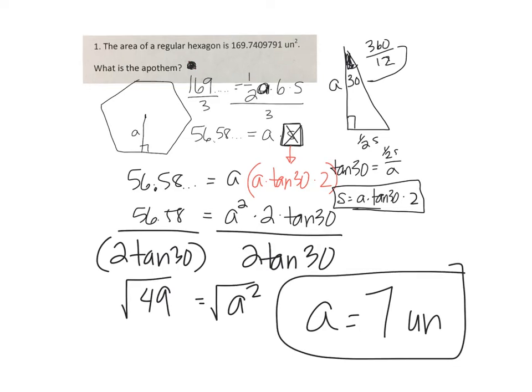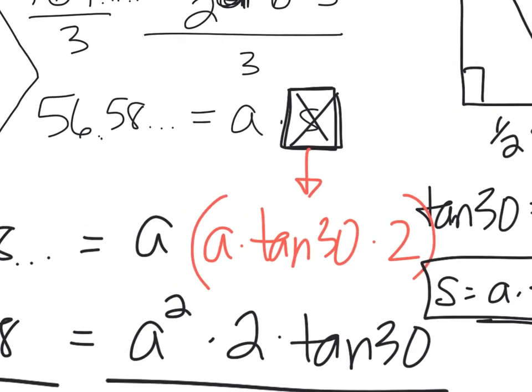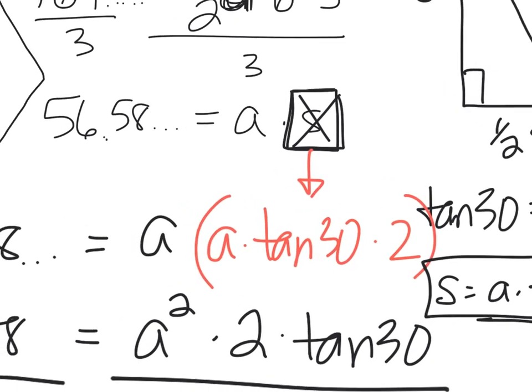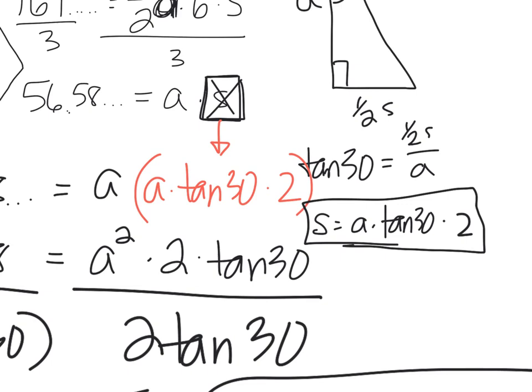So the key here is replacing s with its trigonometric equivalent. The side length equals the apothem times the tangent of the angle times 2.